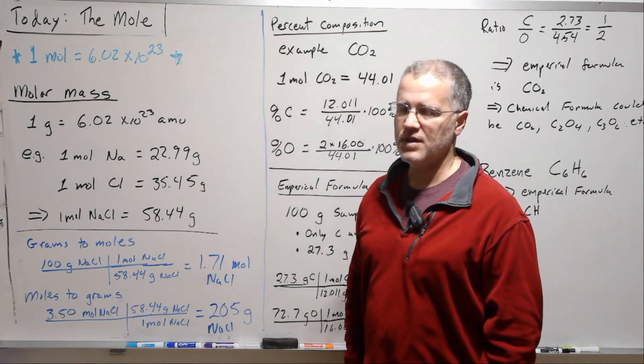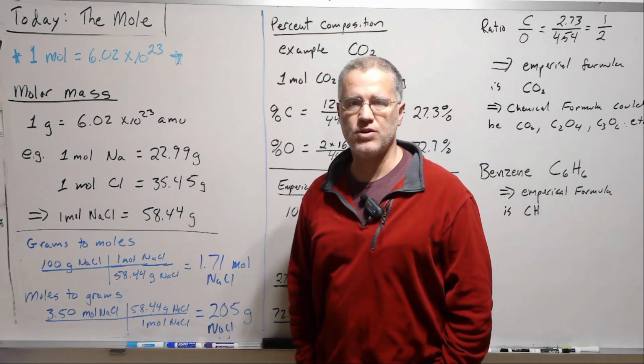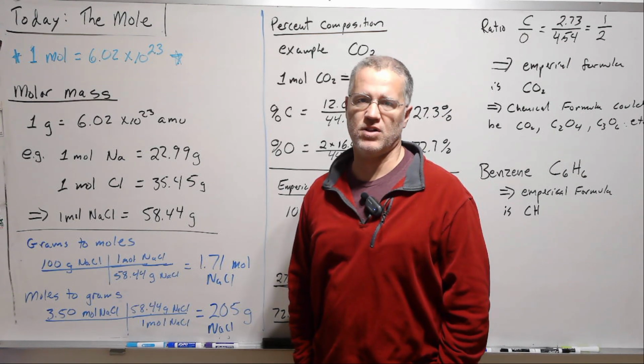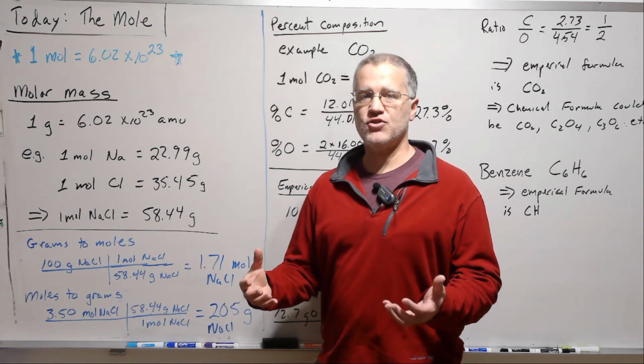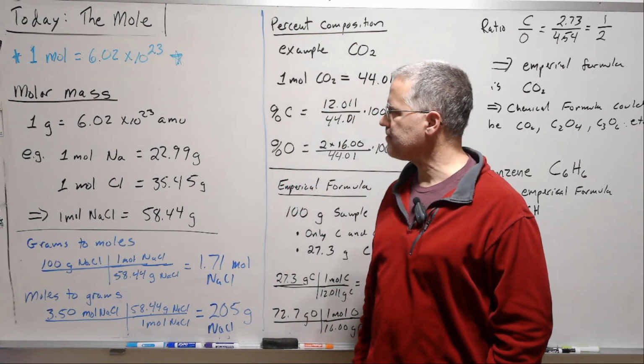So a mole of oxygen would have 6.02 times 10 to the 23 oxygen molecules. A mole of chemistry books would have 6.02 times 10 to the 23 chemistry books.